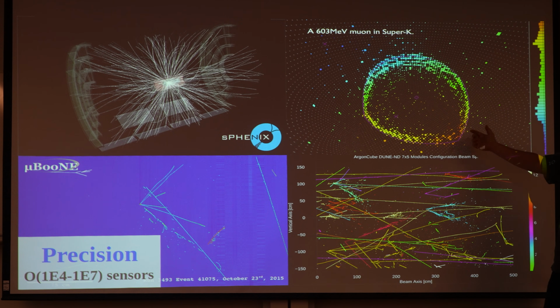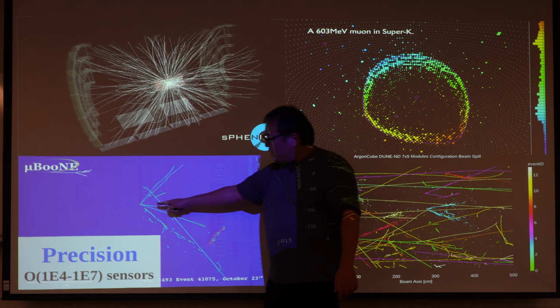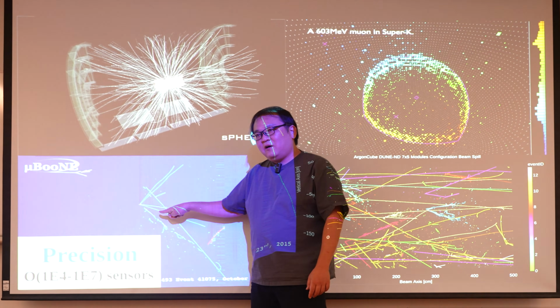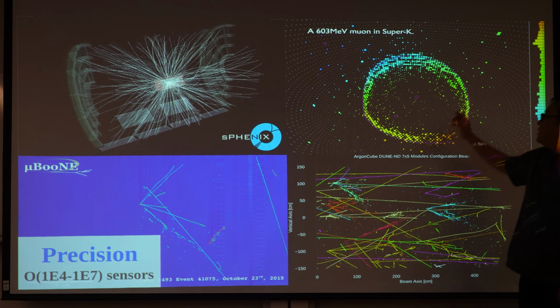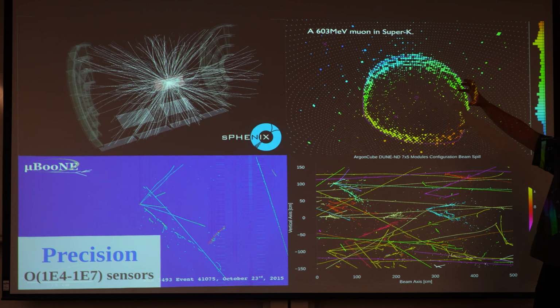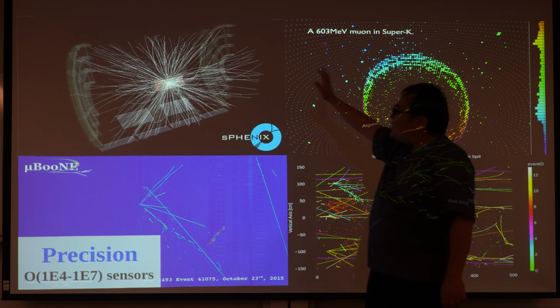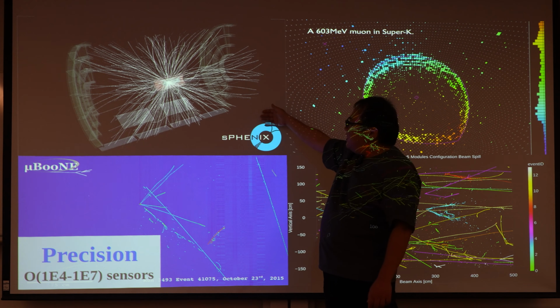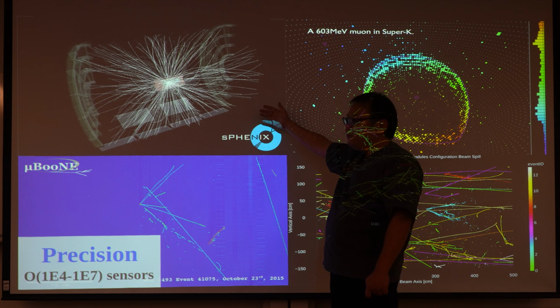But imagine if it has interactions like this, with multiple particles coming out from this point. If each of them makes a ring, then the rings can overlap, and so it can be a pretty complex data analysis. This is a silicon tracker. This is sPHENIX, a heavy ion collider at RHIC.